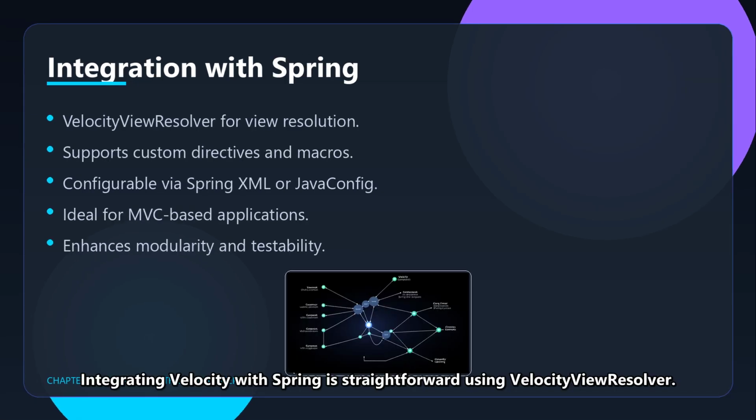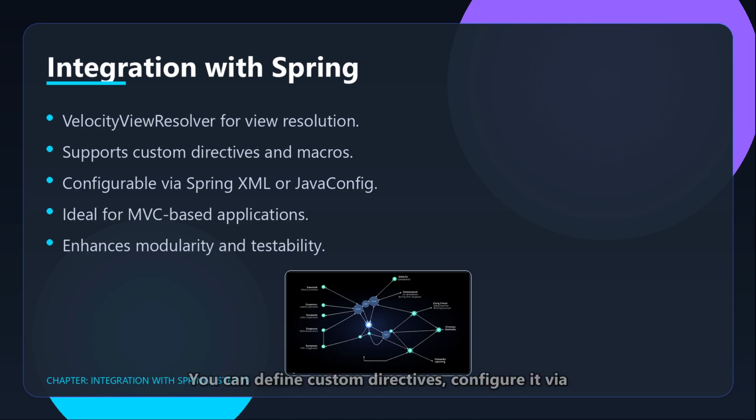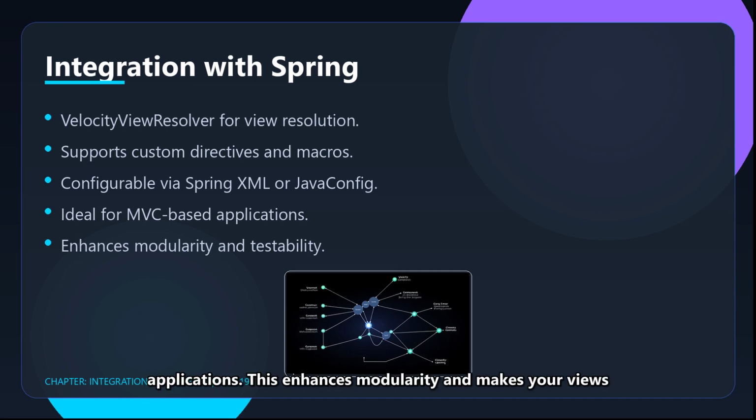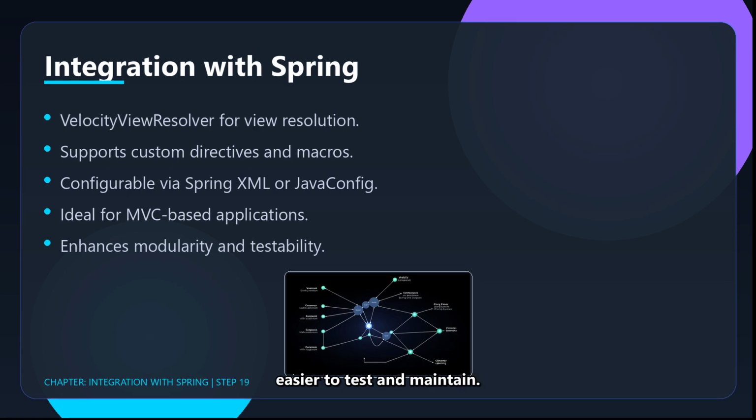Integrating Velocity with Spring is straightforward using Velocity View Resolver. You can define custom directives, configure it via XML or Java config, and leverage it in MVC-based applications. This enhances modularity and makes your views easier to test and maintain.